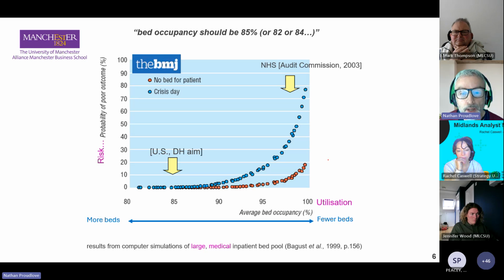And he looked at what happens when the system gets busier. So, for example, the arrival rates of patients go up, or you have fewer beds. So again, the utilization goes up, you've got less resource, and you get these characteristic queuing performance curves. So as the system gets busier, of course, the risk of a poor outcome, which might be all the beds being full, the red line, or a crisis day, the waits become long.